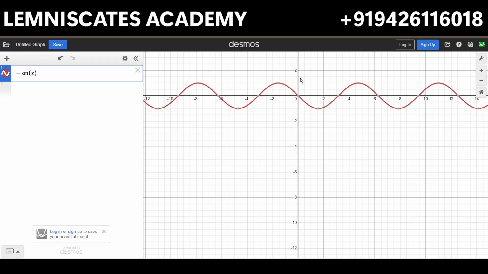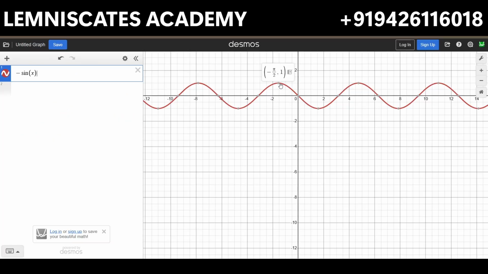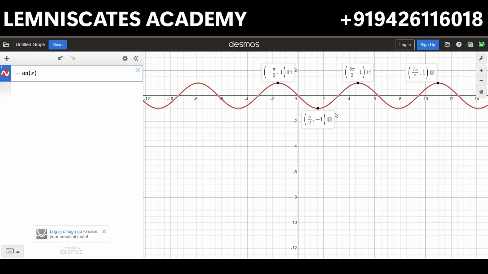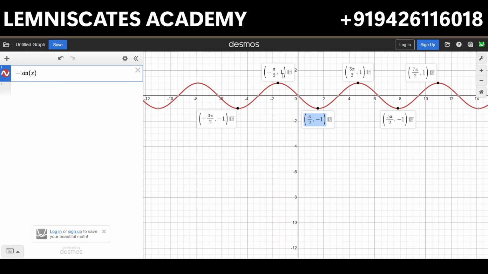Now, what is the maximum value of the output of sin x? I'm not talking about the x value, I'm talking about what is the maximum output sin x can give. So the maximum output, as you can see, is 1. Everywhere you can see that it is 1. Don't look at the x value, I'm talking about the y value. So we know that the entire sin x can take a maximum value of 1. What is the minimum value it can take? As you can see everywhere, it is -1. So -1 is the minimum value your sin x can take. What is the average or the middle value of this 1 and -1?